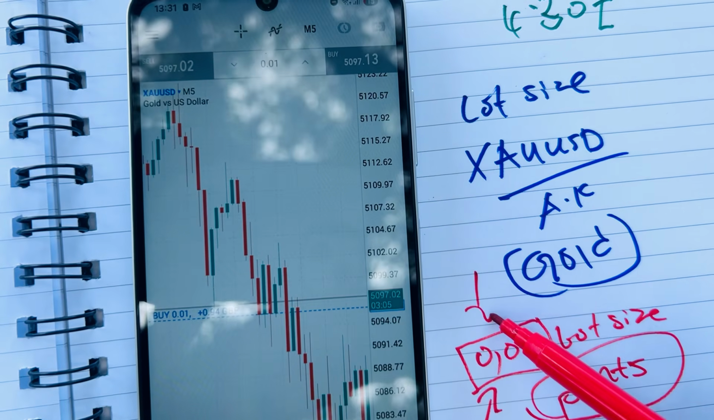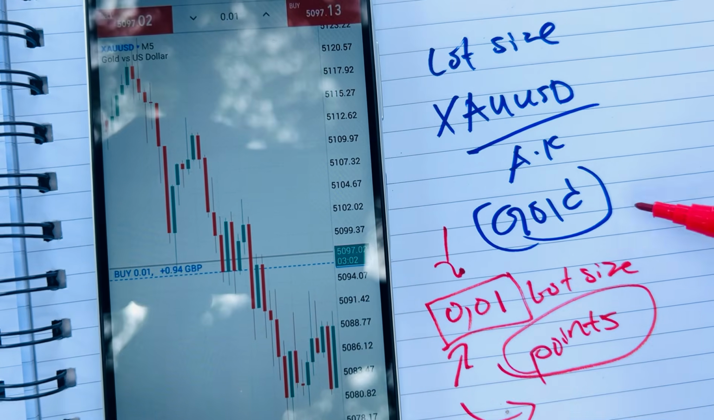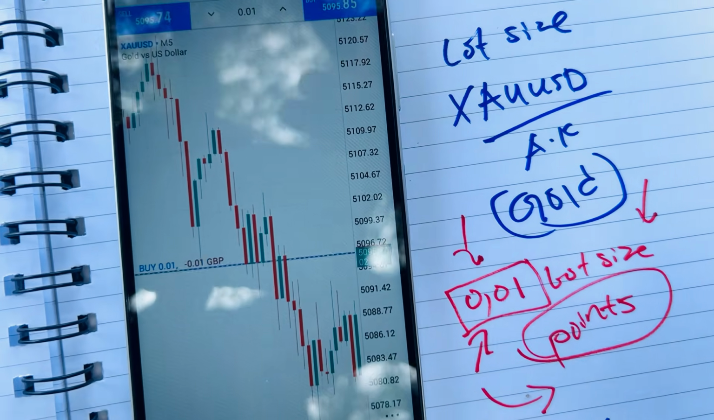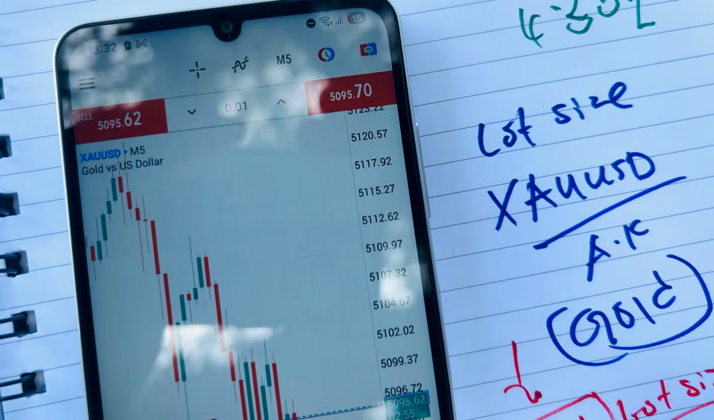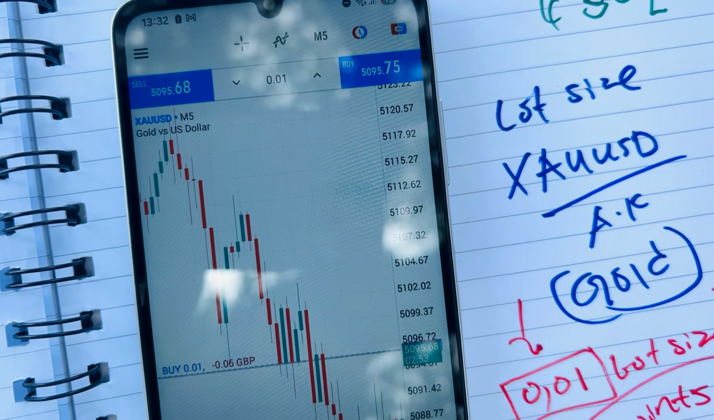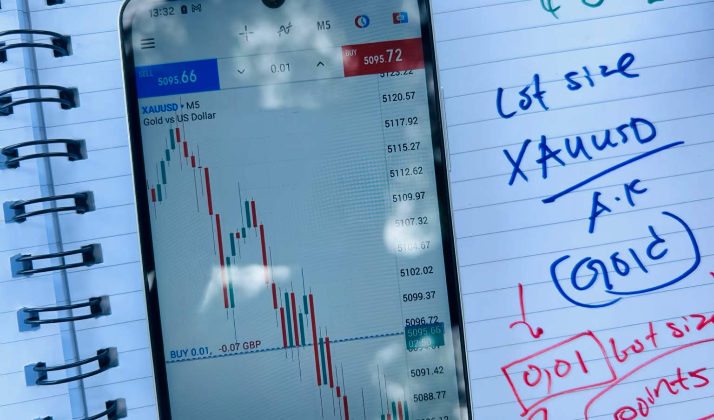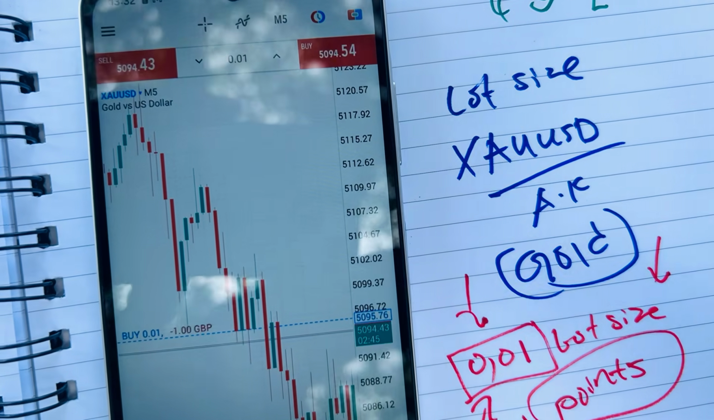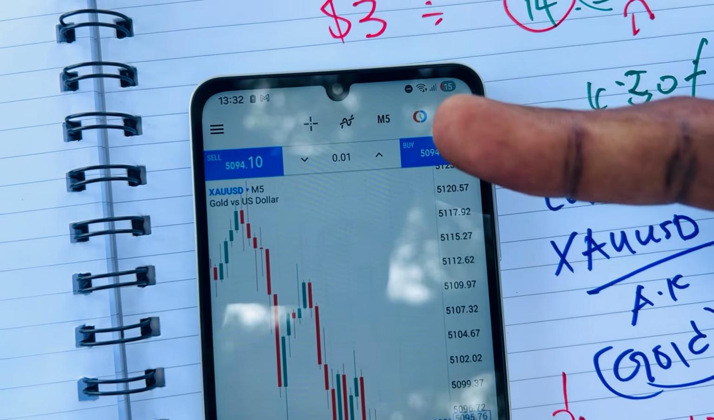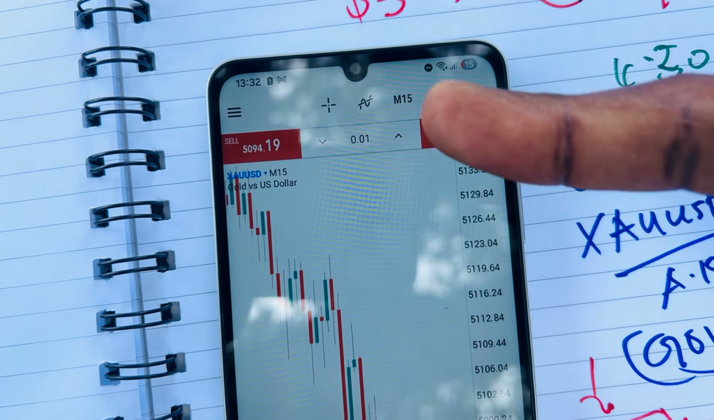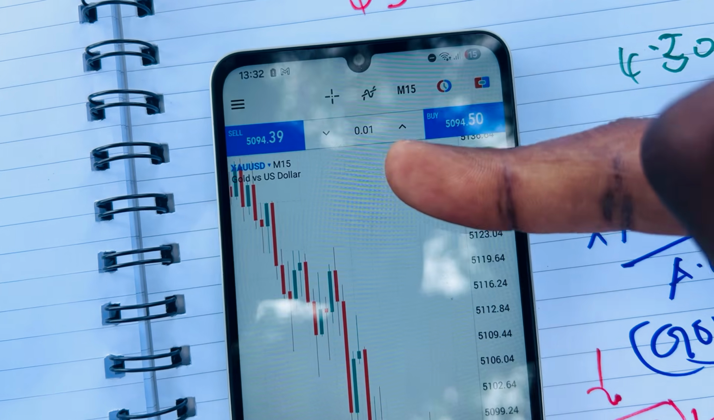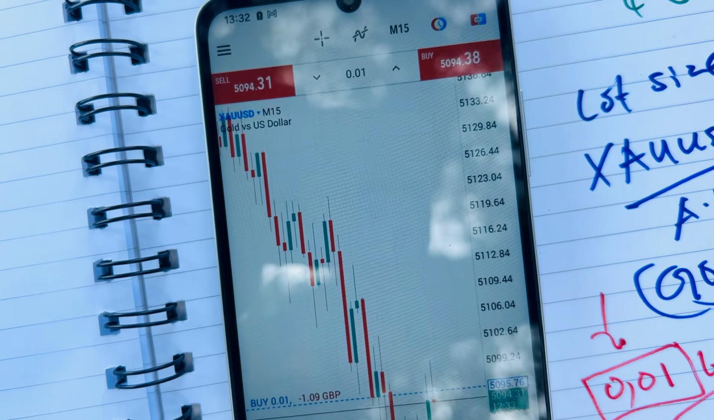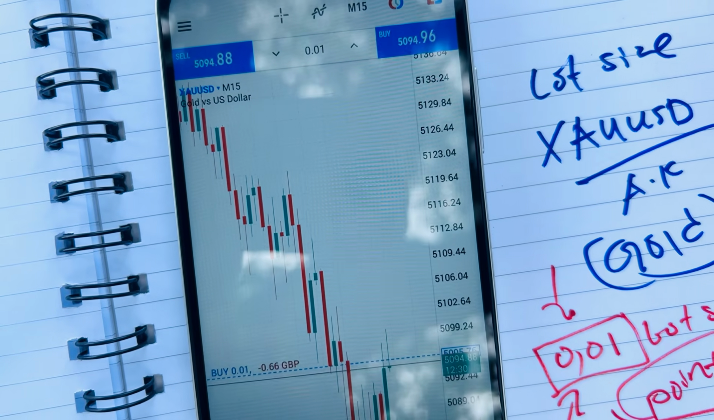So the lot size, use 0.01 minimum. Number of points, be careful of the number of points. They will count how much money you'll be risking and how much money you'll be making. That's all for now. If you have any questions where you do not understand, trust this makes everything easier for you to trade gold, because you have the time frame M5, the time frame M15, and you also have the time frame M1 for you to execute your trades. So if there are any questions, let me know in the comment section below.